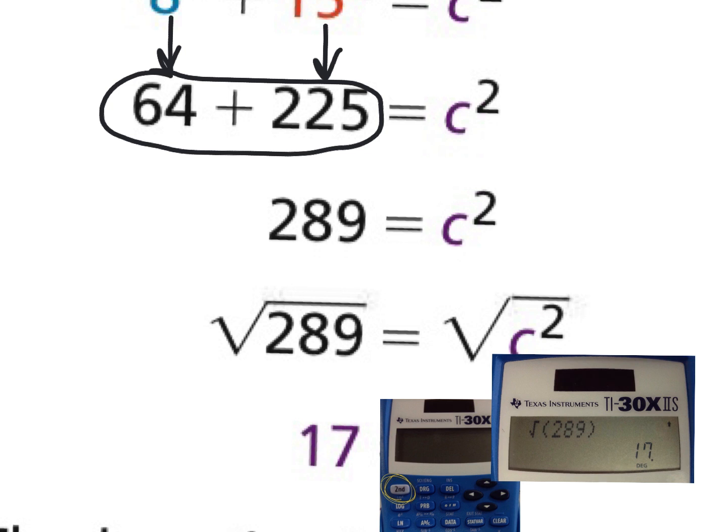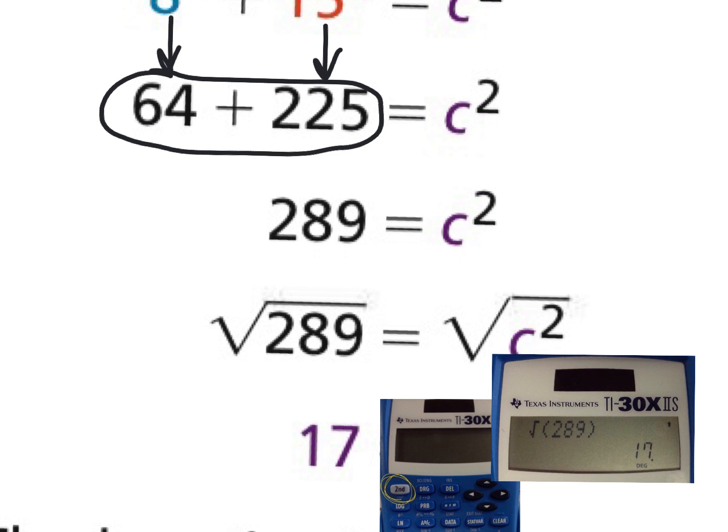We're not trying to find out what c squared is, we're trying to figure out what c is equal to. So we've talked about opposite operations before. In an equation, if we're trying to solve for a variable and they're adding next to the variable, we subtract. If they're subtracting next to the variable, we add. If they're multiplying next to the variable, we divide.